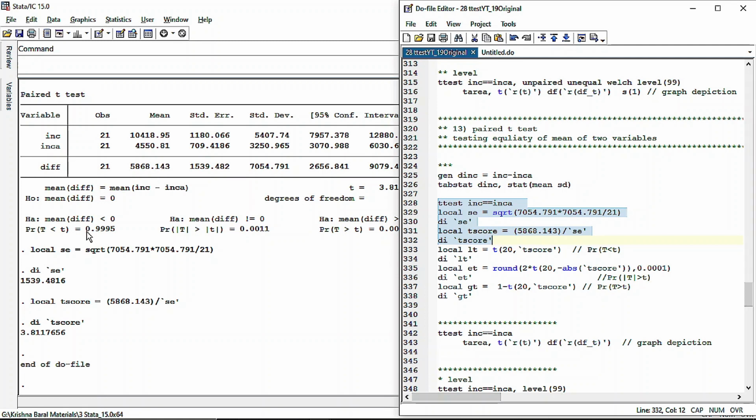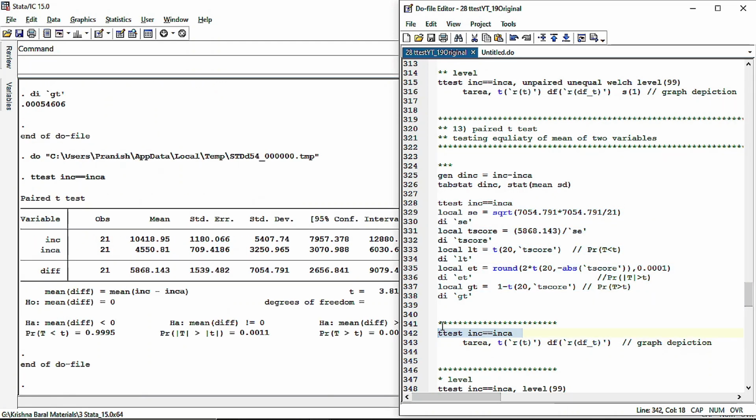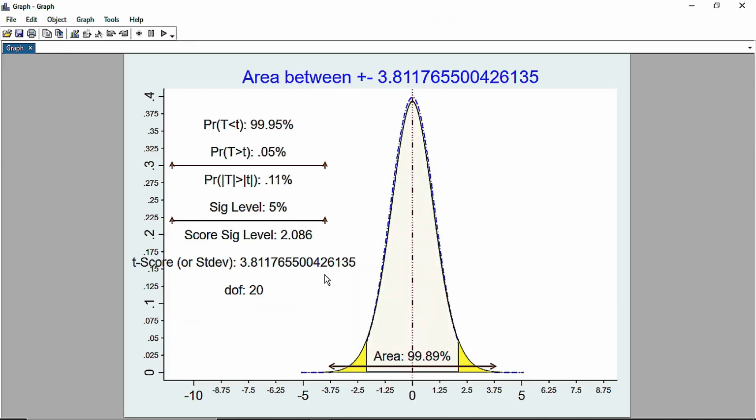Now let us remember the p-values for these three tests: 99%, 0, and 0. And let's see whether we get the same result: 99, 0, and again 0. Let us once again display the table of the paired test and remember it. The t-score is 3.81, and the p-values are 99, 0, 0, and by the help of our graph, we should get the same result. It is 3.8, 99, 0, and 0 as well.